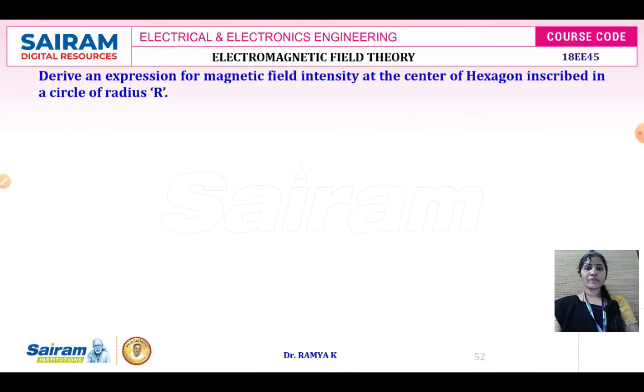Next problem. Derive an expression for magnetic field intensity at the center of the hexagon inscribed in a circle of radius r. So here we need to identify the value of the magnetic field intensity at the center of the hexagon inscribed in a circle of radius r. Before, we have seen the problem related to square. Now we are going to see the problem related to hexagon.